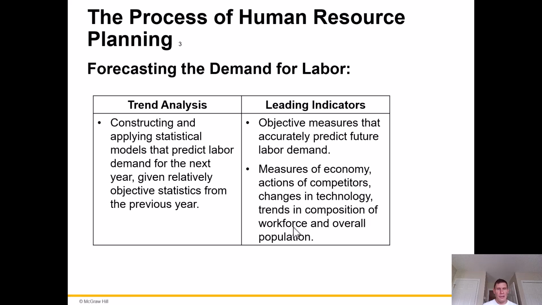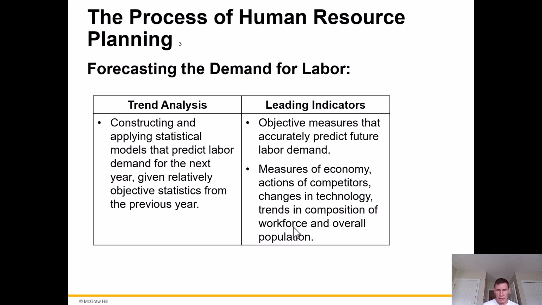So forecasting the demand for labor, we look at trend analysis. So we might construct and apply statistical models that predict labor demand for the next year, given relatively objective statistics from the previous year. So really just looking at the numbers we've had in the past. Are there any trends? Are they going up? Are they going down? And sort of extrapolating those trends forward.